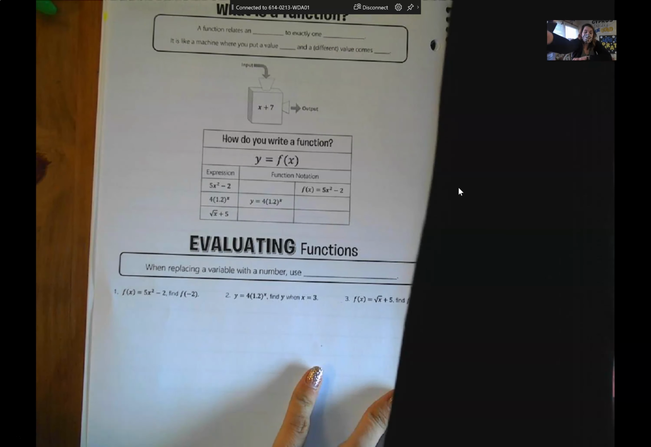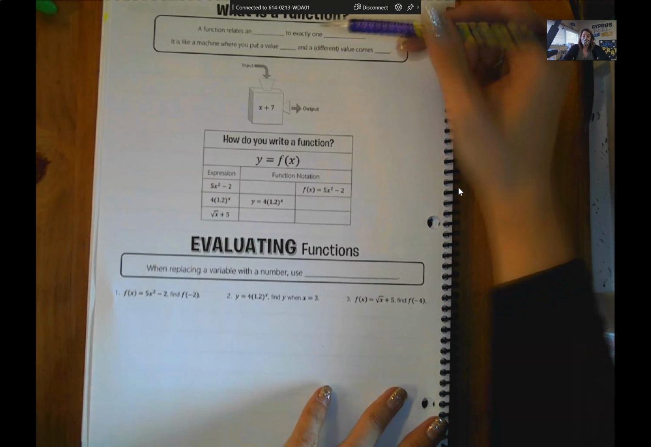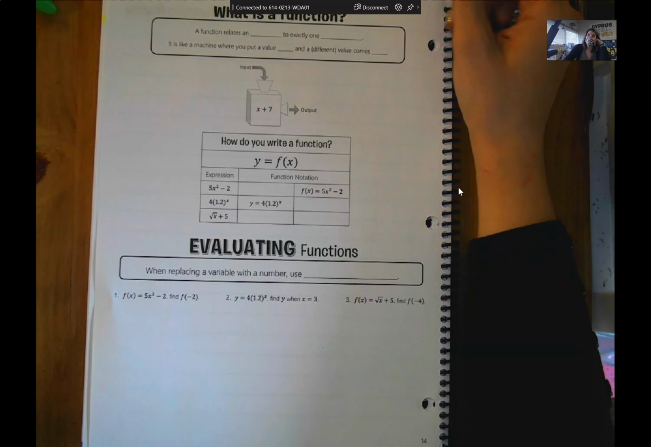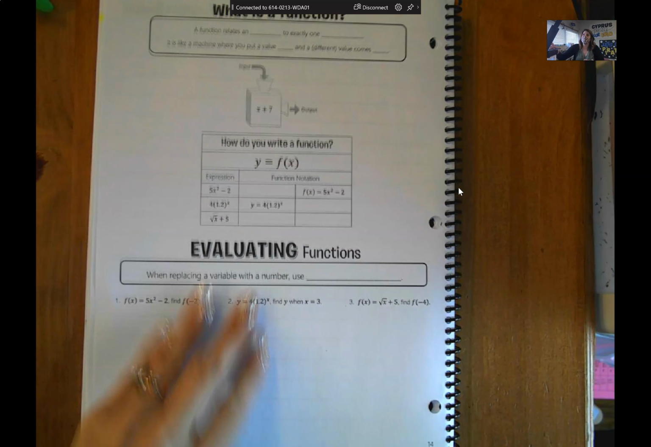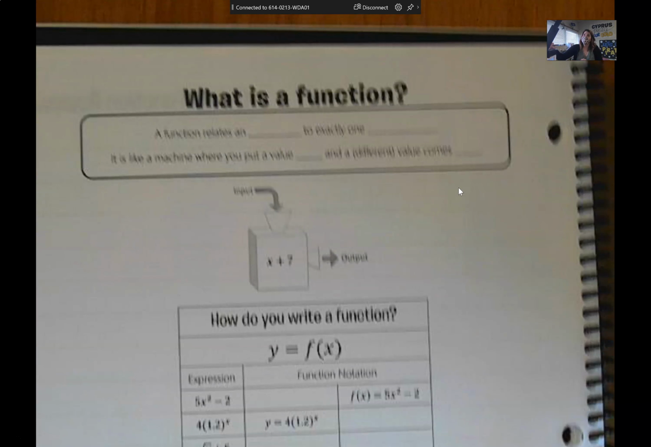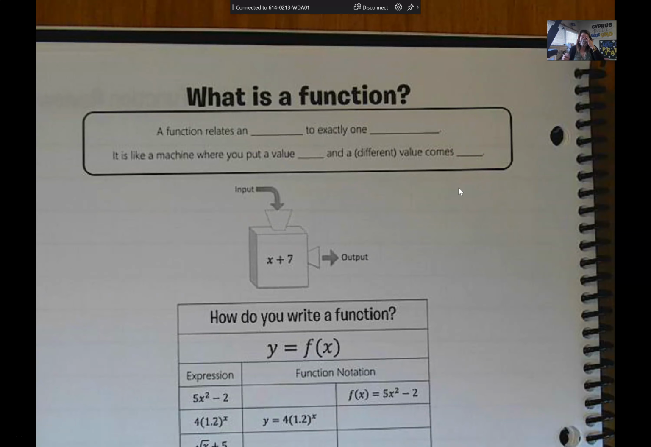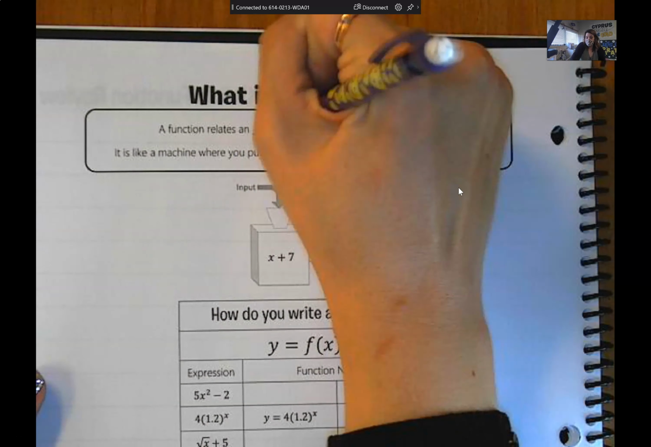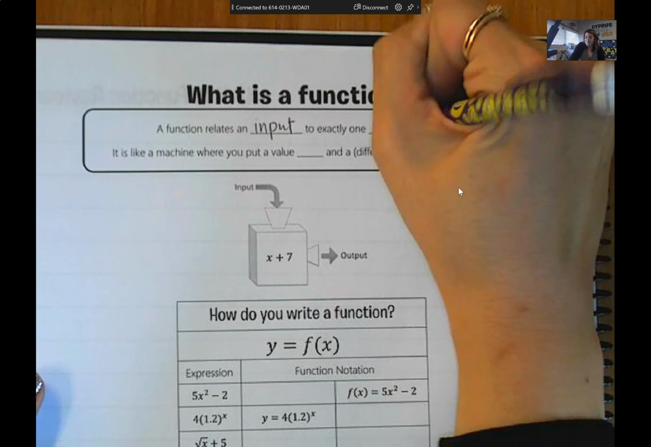Review, and the first thing that we're talking about in this unit is going to be what is a function. So this is the best place for you to get back on track if you were off track for a little while, because this is something that you've been seeing for several years now. So a function relates an input to exactly one output.